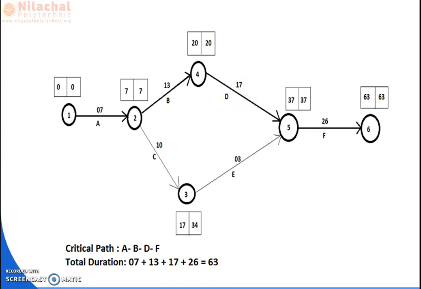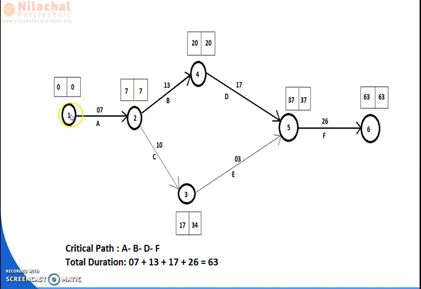The activity is further divided into critical activity, non-critical activity and dummy activity. In this network diagram, we do not have any dummy activity, but we have critical activities: A activity, B activity, D activity and F activity. The C activity and E activity are known as non-critical activities.